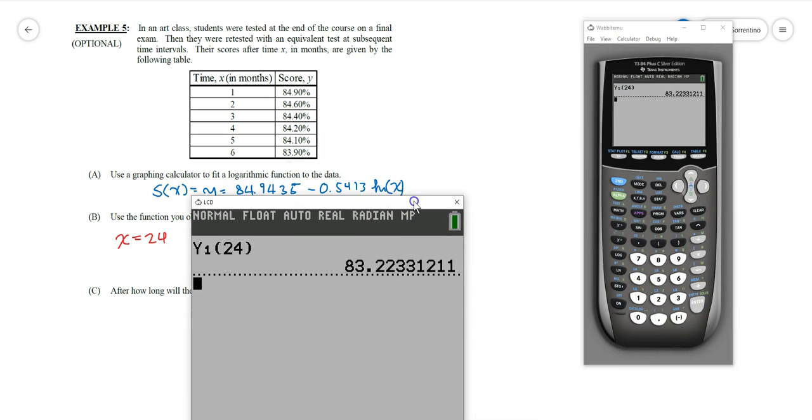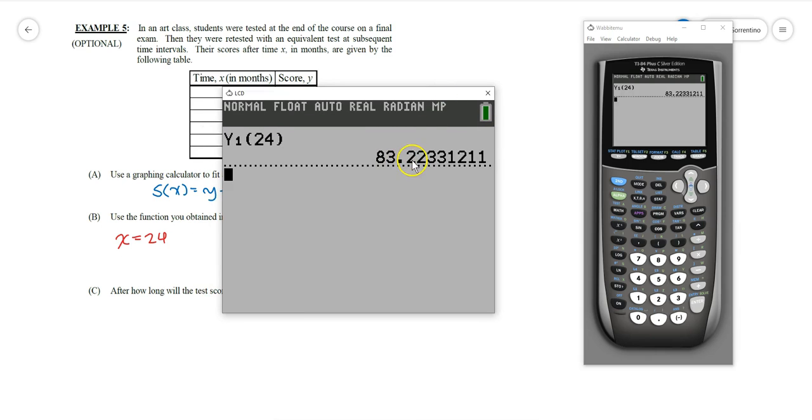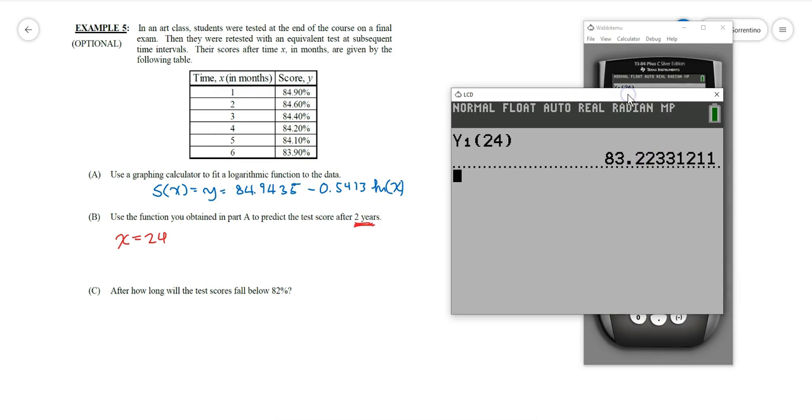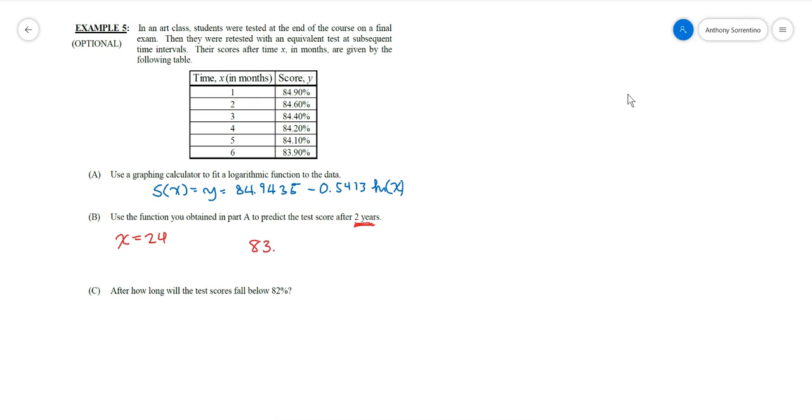And as you can see, I get about 83.223%. That's what I would put down for this, about 83.223%. That's what I would expect the average score to be after 2 years if they were taking this test.